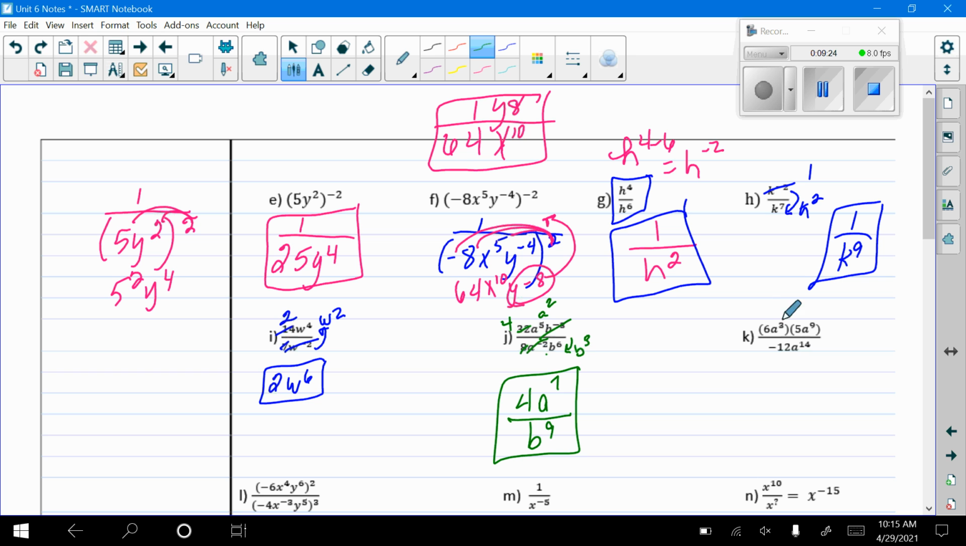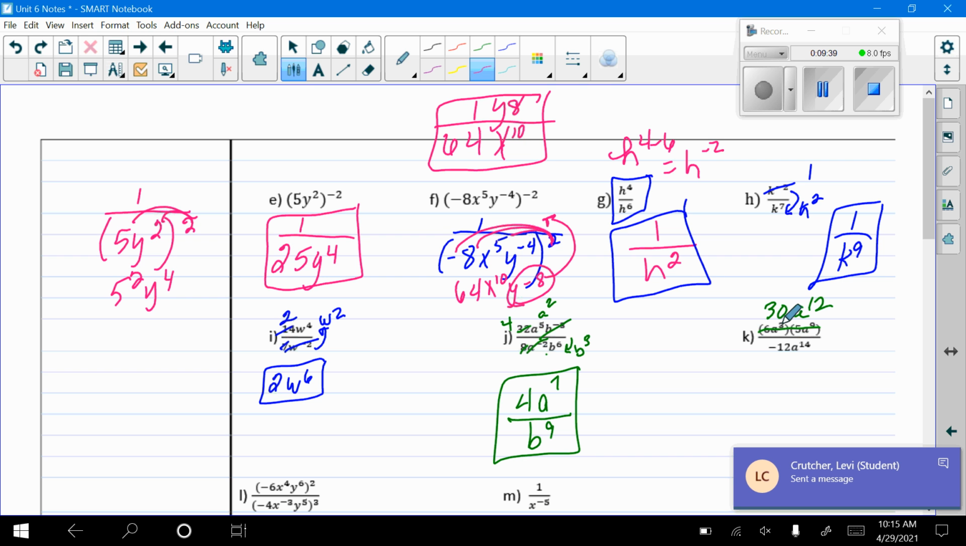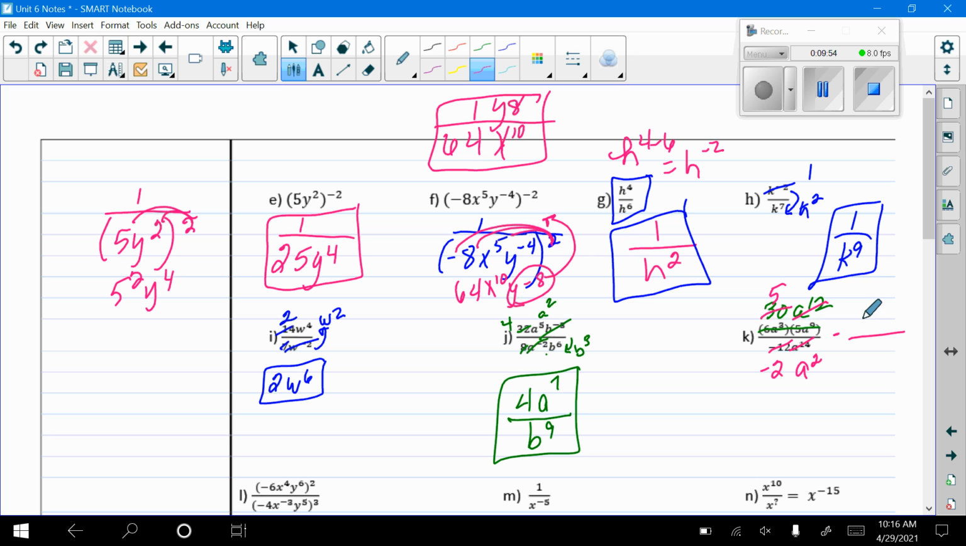The next one, let's multiply the top. 6 times 5 is 30. A to the 3rd and a to the 9th is a to the 12th. Cross that off. Now I can simplify. 30 and 12, they can both be divided by 6. So 30 divided by 6 is 5. Negative 12 divided by 6 is negative 2. I have more a's on bottom, so a squared. So now I have a negative fraction. 5 over 2a squared.